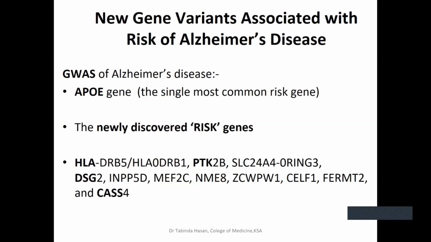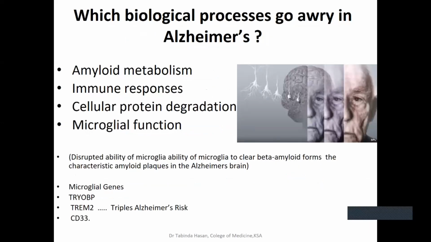So I have made a list of all those genes. The more prominent ones are the HLA, the PTK, the DSG gene, the CASS, the FERM2. These are just the names of the genes. So let's try to understand a little bit more.